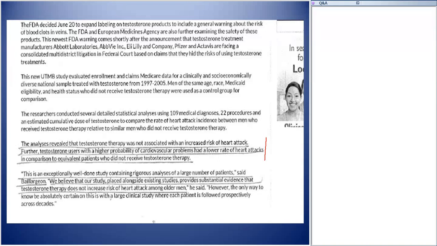And, of course, the comments from the authors: this is an exceptionally well-done study containing rigorous analyses of a large number of patients. Said Dr. Baillargeon, we believe that our study, placed alongside existing studies that have already been done in the last 50 years, provides substantial evidence that testosterone therapy does not increase the risk of heart attack among older men.